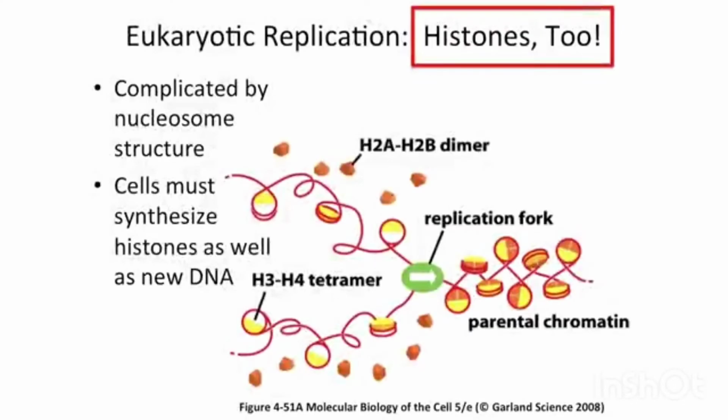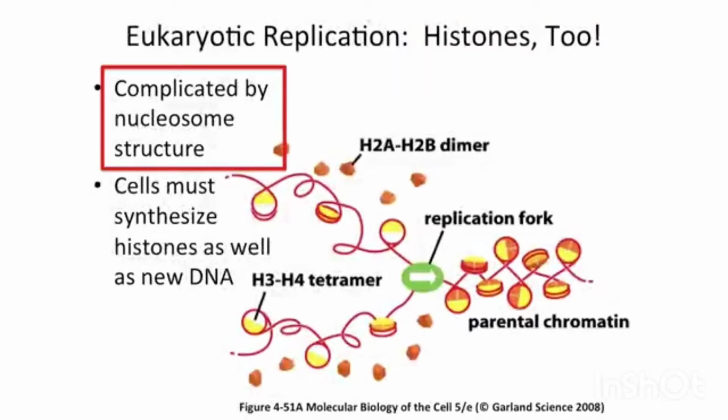Eukaryotic DNA is organized into nucleosome structures, and this complicates replication. This isn't true in prokaryotes, which really don't have histone structures and don't have nucleosomes. Eukaryotic nucleosomes are composed of a specific mix of histones. There are H2A, H2B dimers, and there are H3, H4 tetramers.